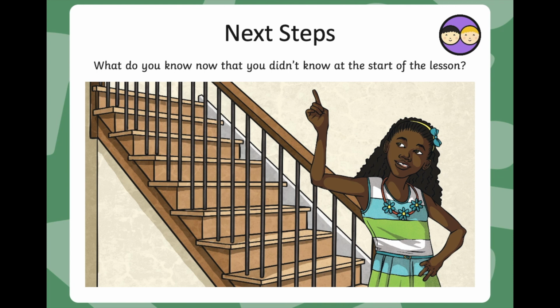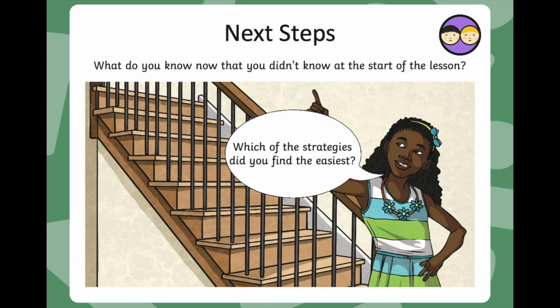What do you know now that you didn't know at the start of the lesson? Which of the strategies did you find the easiest? Which strategy do you need to practice more? And what are your next steps? Have a think about that, and I hope that you found this lesson useful.